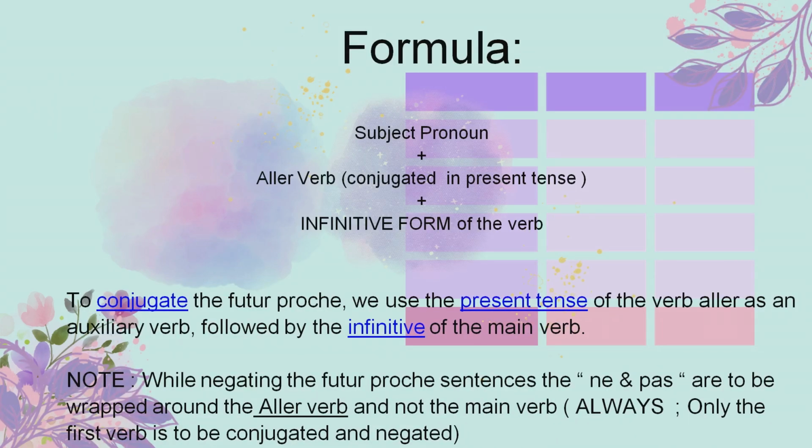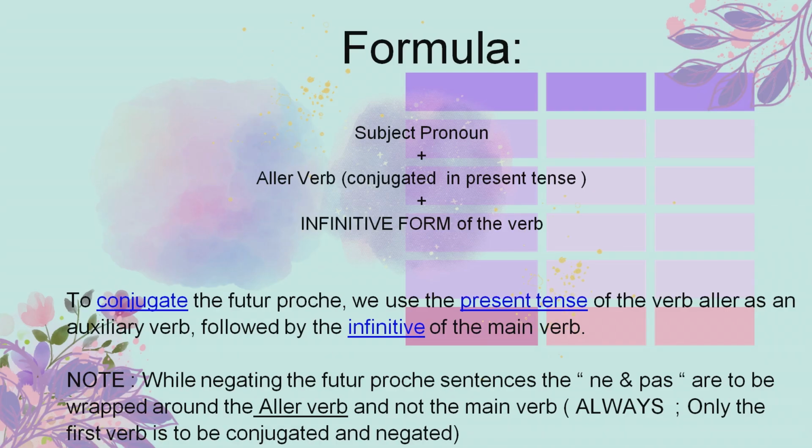So now coming to the formula: subject pronoun plus aller, in French, plus the verb in infinitive form. Subject pronouns we all know as je, tu, il, elle, nous, vous, ils, elles. Coming to the aller verb, the second component, it will be in the present tense form, we have to conjugate it. For example, je vais, tu vas, il va, elle va, like that. The infinitive form is nothing but the full verb.